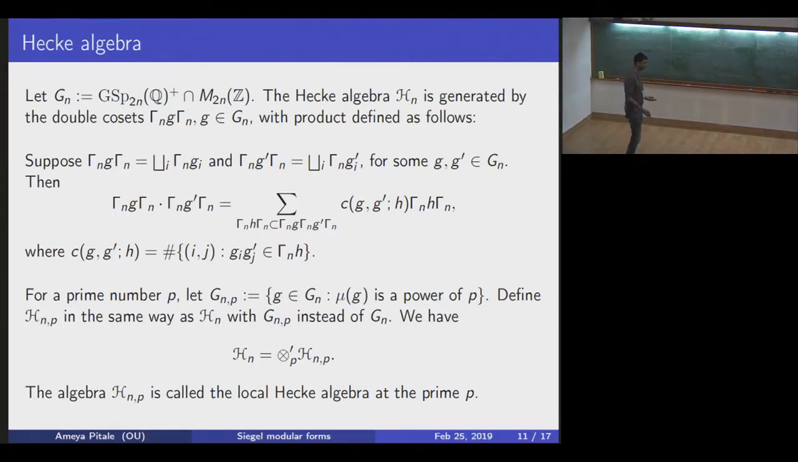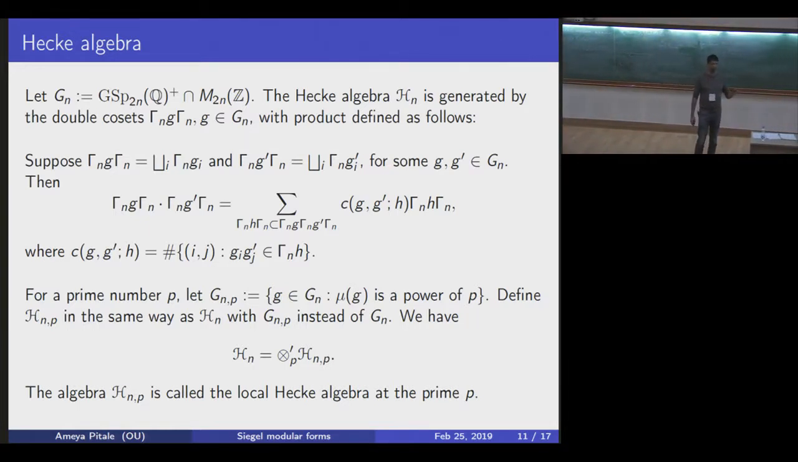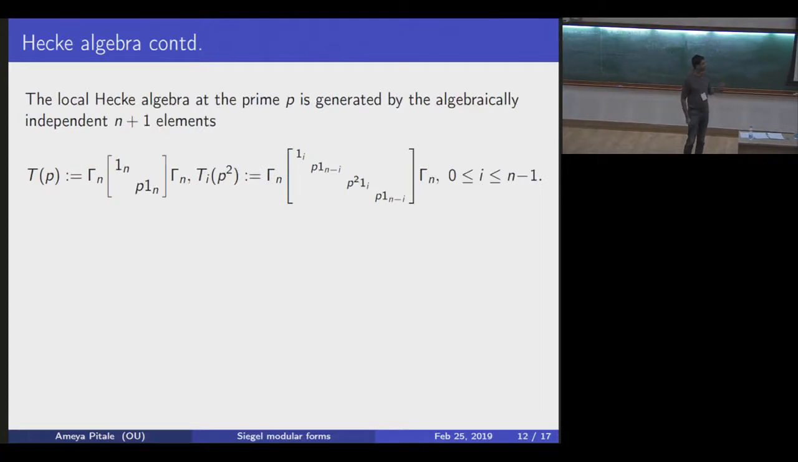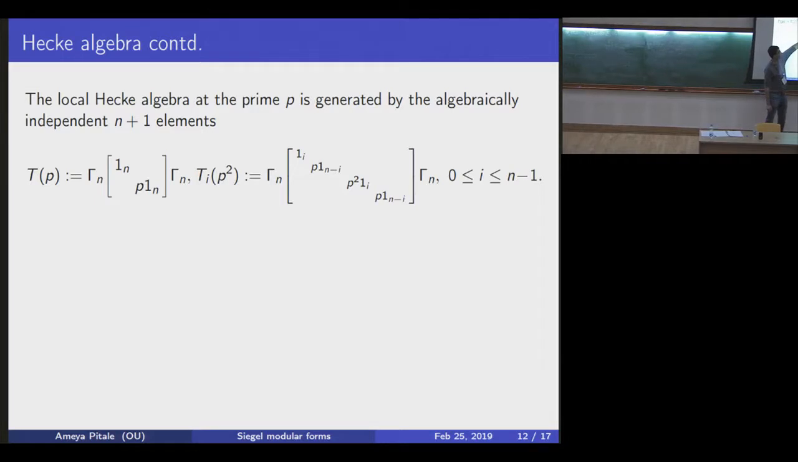Now, in the genus 2 case, we know that the Hecke algebra at a prime p has two generators. Here we have n plus 1 generators, which is exactly the correct number. So you're fixing the prime p, and I have things with similitude p and things with similitude p squared. There are n plus 1 algebraically independent generators.